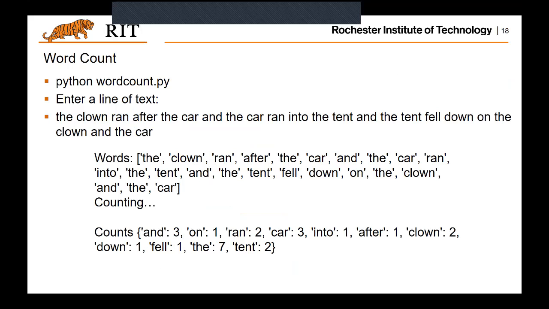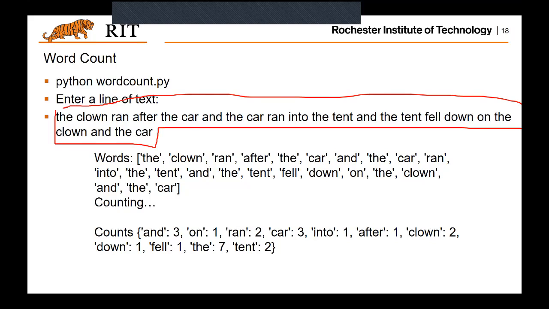So for example, if you input this line, the clown ran after the car, and the car ran into the tent, and the tent fell down on the clown, and the car. Some random words, right? Some random sentence. So it turns out if you read this in and use a split, you will have each of the word to be one string in this words list, right?